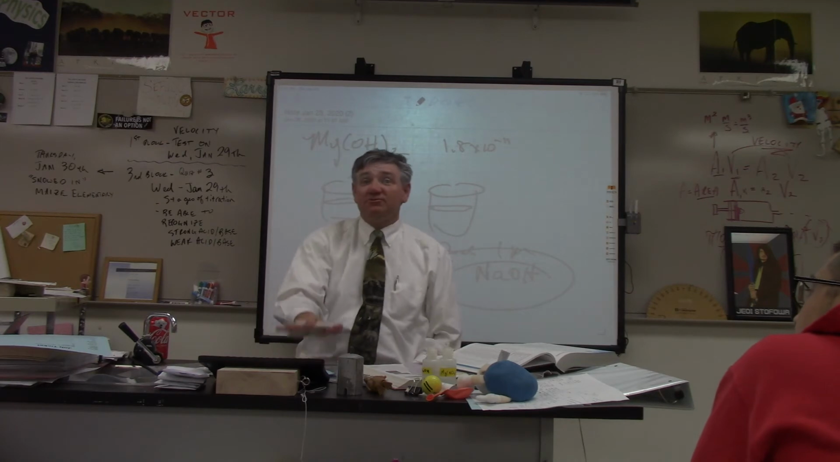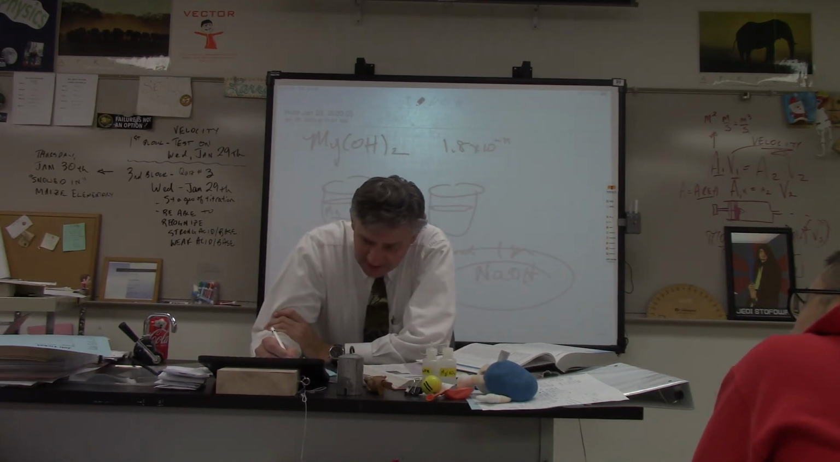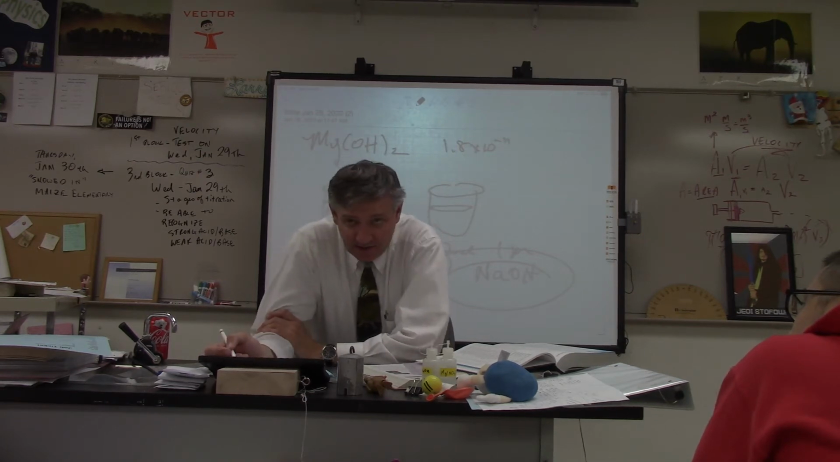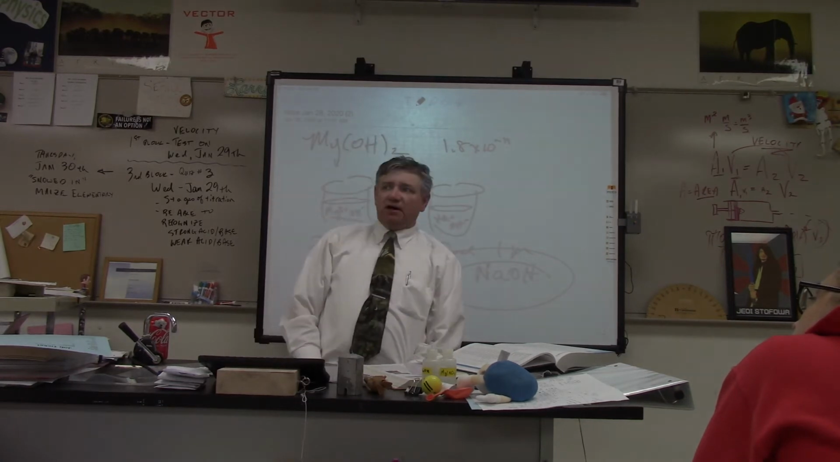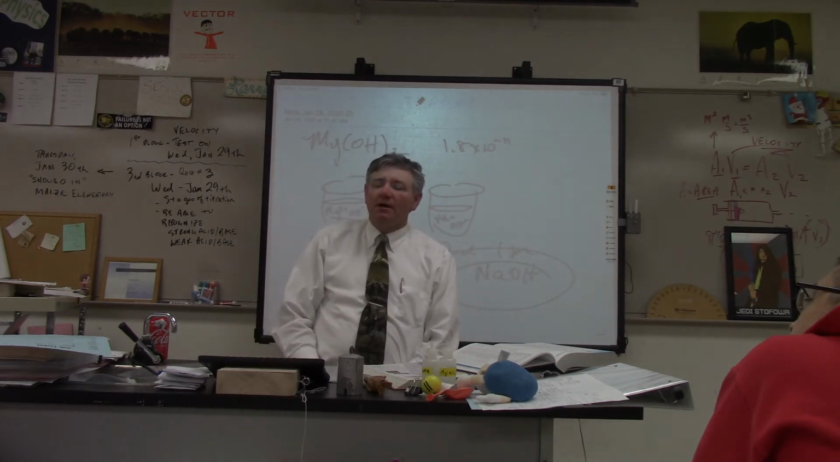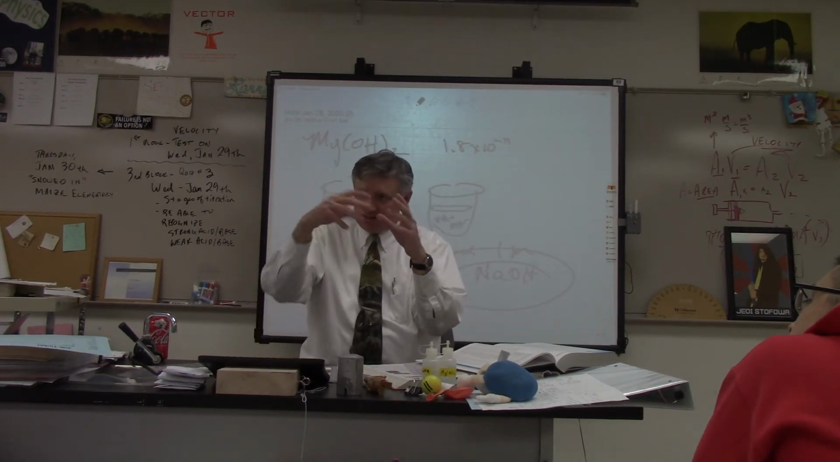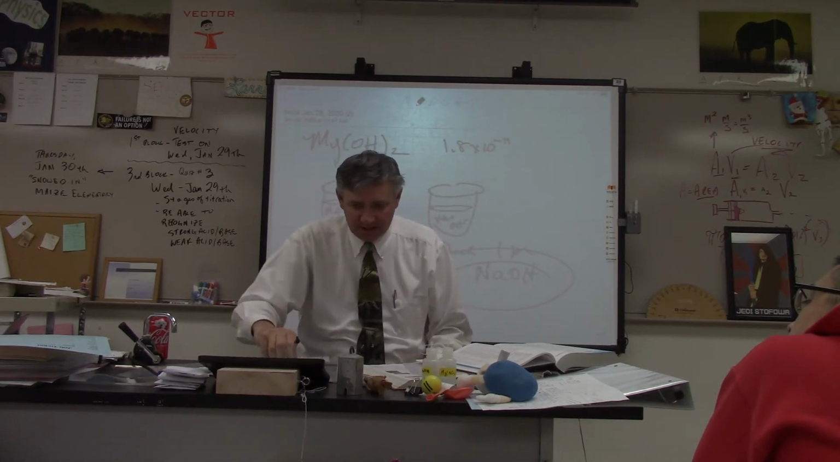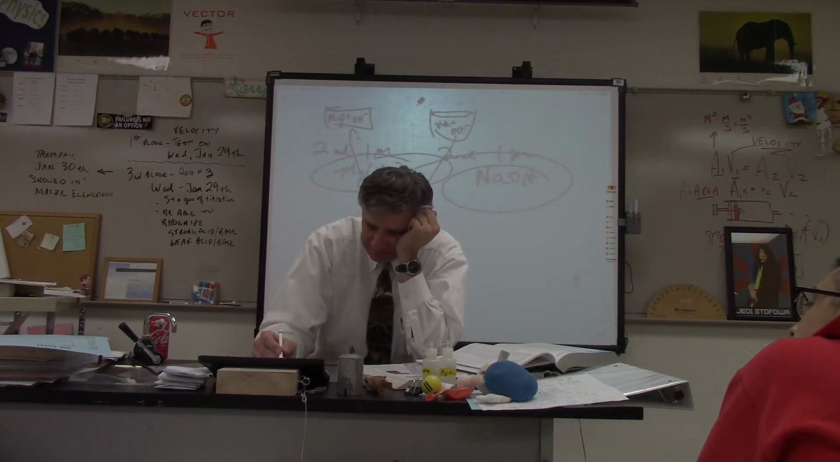So here's what's important, and this is what you have to visualize: within these solutions that I'm going to mix up, I've got magnesium ions floating around, and I have hydroxide ions floating around. And over here I have sodium ions floating around, and I have hydroxide ions floating around. Okay? It's most important, right? So when I mix these together, I'm going to take some magnesium nitrate and some sodium hydroxide, and these are going to get mixed together.